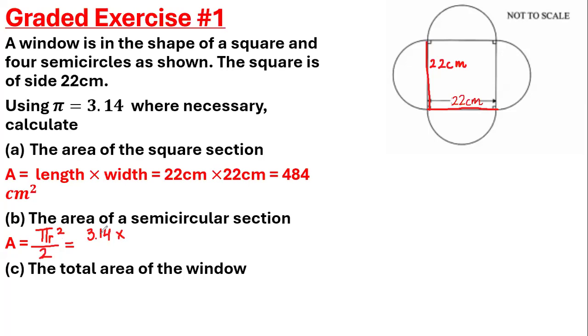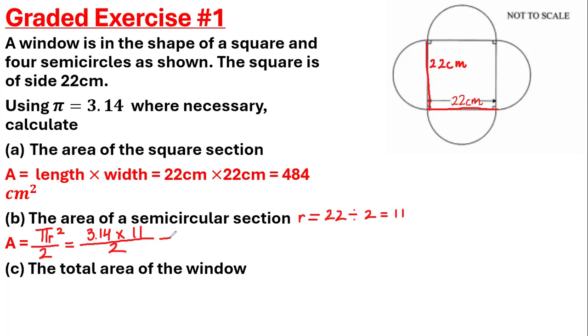So pi is what? 3.14. What is the radius? The radius is going to be what? R is going to be equal to 22 divided by 2, which is going to be what? 11. So 3.14 times 11 divided by 2.